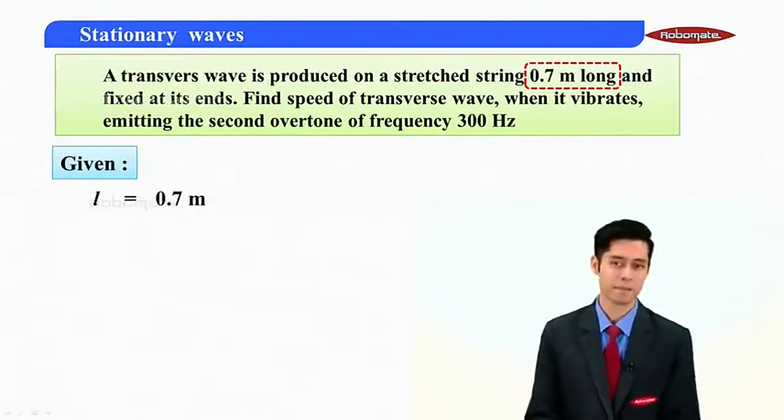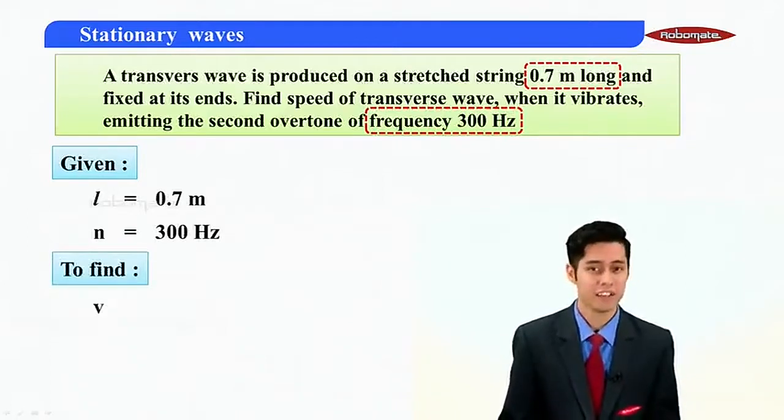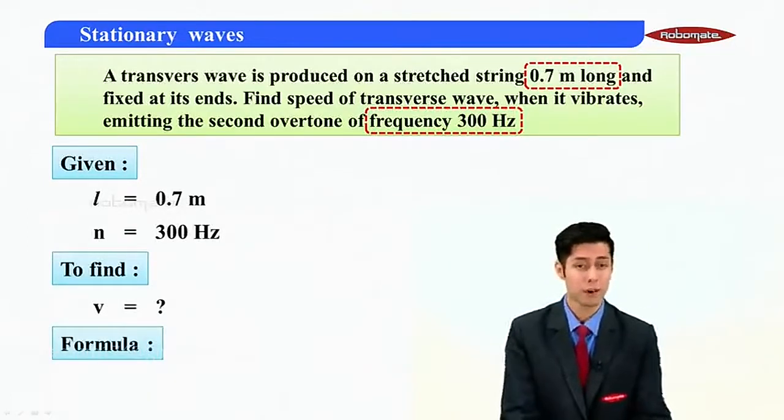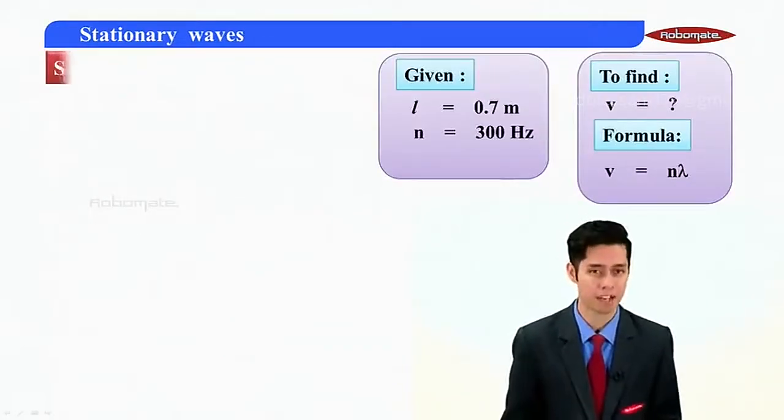The frequency for the second overtone is 300 Hertz. What is the given data? Length is given, 0.7 meter. Frequency is 300 Hertz. We need to find out the velocity. What is the formula that we are going to use? We know that velocity is equal to n lambda.